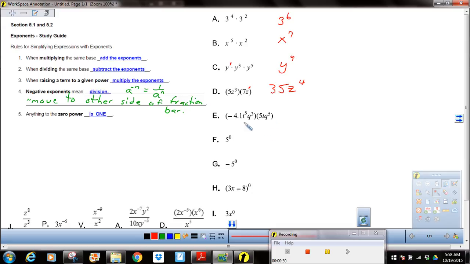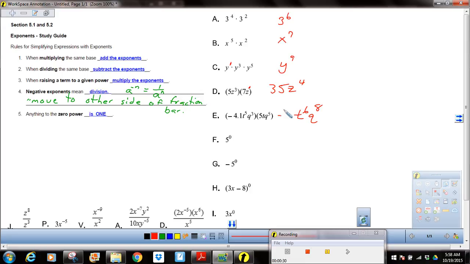Okay, on the next one, we've got t to the 5th times t to the 1st. It's going to be t to the 6th, because we add the exponents. Q to the 3rd times q to the 5th is q to the 8th, because we add the exponents. The 5 and negative 4 are coefficients. You just multiply them as usual. They're not exponents. 5 times negative 4 would be negative 20.